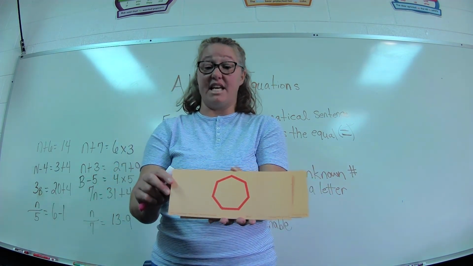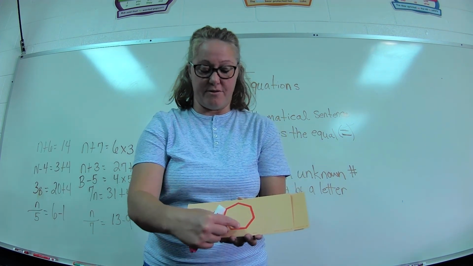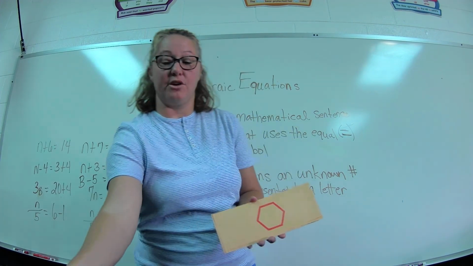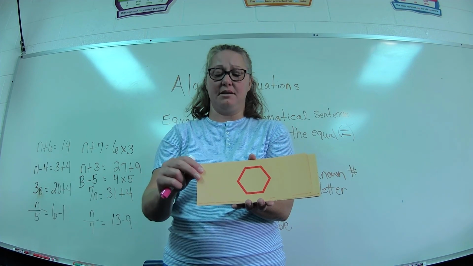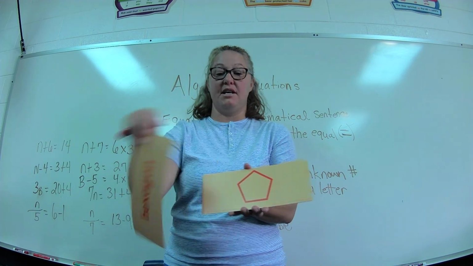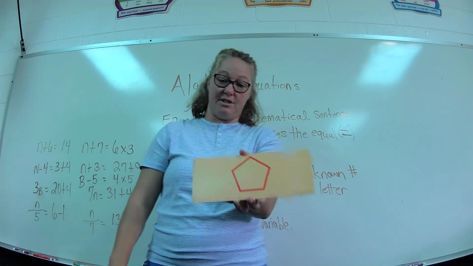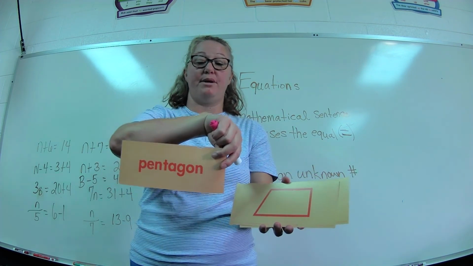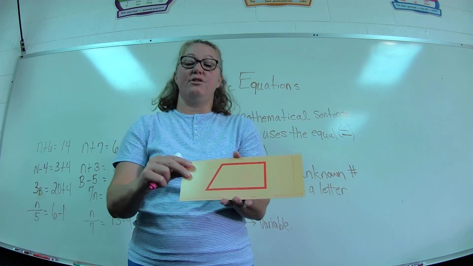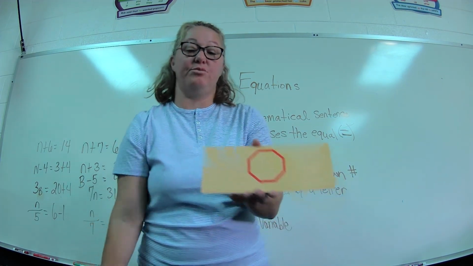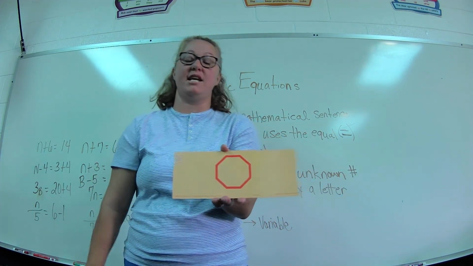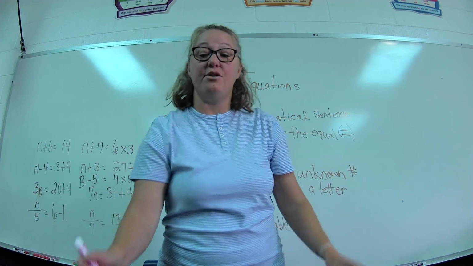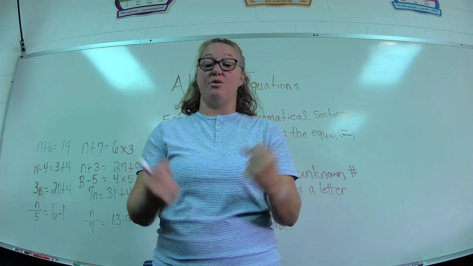It has 7 sides. 1, 2, 3, 4, 5, 6, 7. 7 line segments. It is a heptagon. All right. This one has 6 sides. It is a hexagon. This is the 5-sided building that is in Washington, D.C., and that is the Pentagon. Pentagon. All right. Here is a trapezoid, and here is that red sign that has the word stop on it. It has 8 line segments. It is the octagon.